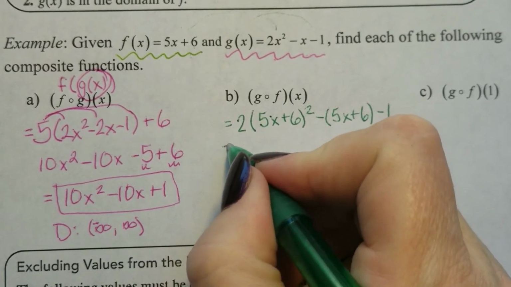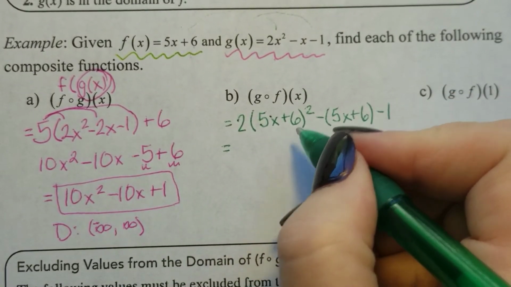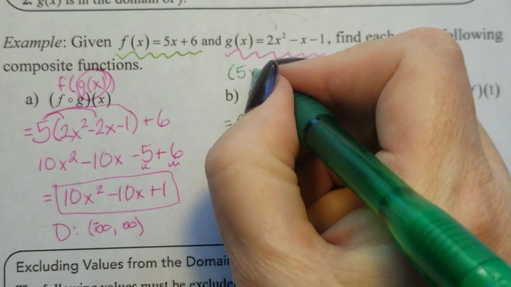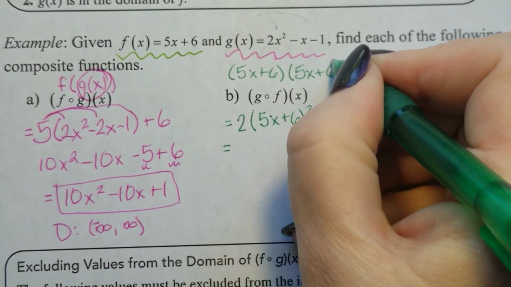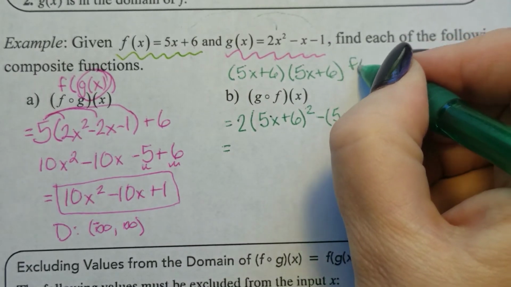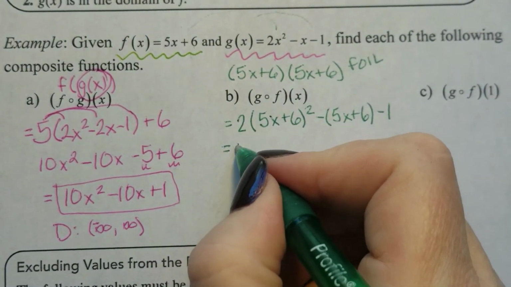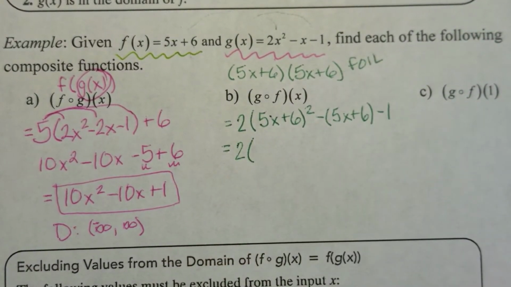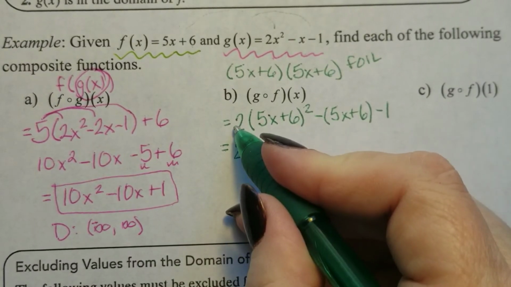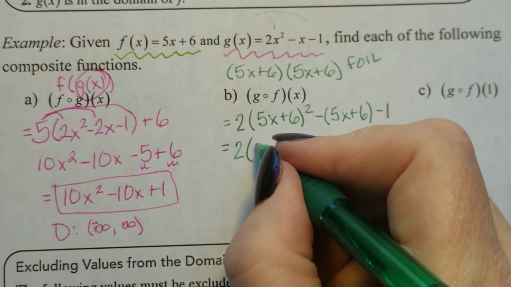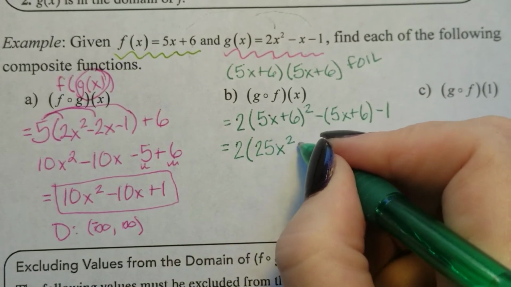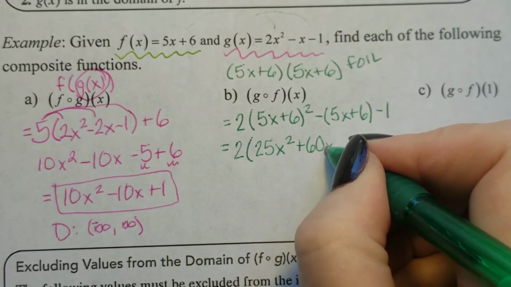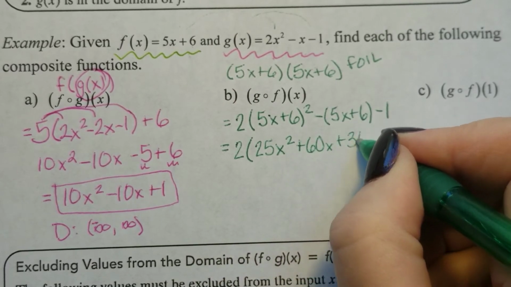So 5x plus 6 squared. Remember, we're going to do 5x plus 6 times 5x plus 6, and we're going to use FOIL. Remember, exponents come before multiplication. So we're going to have 25x squared plus 60x plus 36.